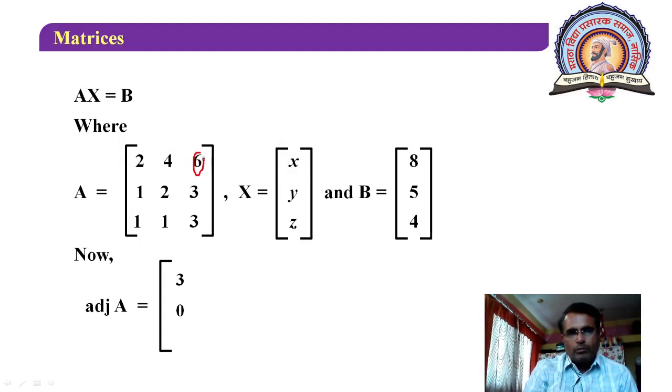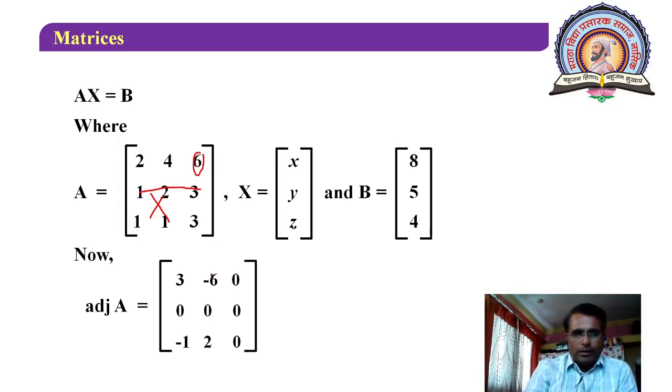For this element, the minor is 1 minus 2, it is minus 1, so minus 1 will come here at the next position. Similarly, you can consider the minors and cofactors. For the second row, they are like this. Similarly, for the third row, they are like this. So this is your matrix which is called the adjoint.